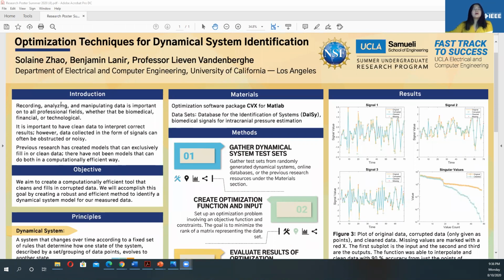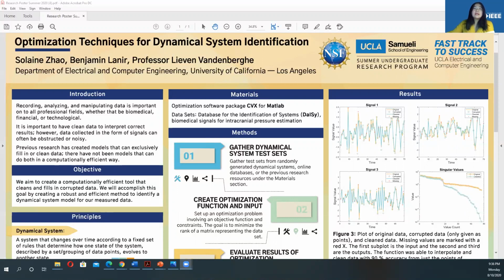Data collection and manipulation is very important in all professional fields, so it's always important to have clean and correct data. However, sometimes data collected in the form of signals can be noisy or obstructed. So our research goal was to find a tool to clean and fill in this corrupted data.